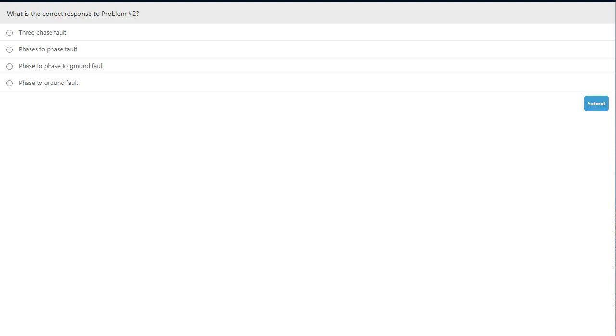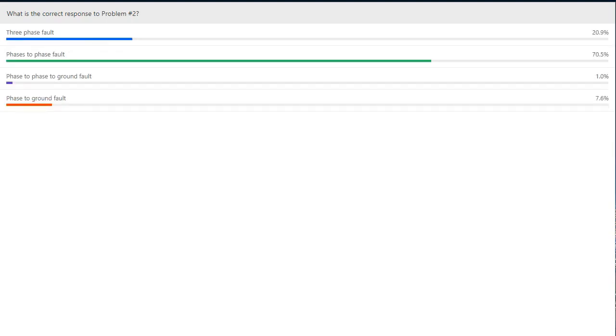Okay, let's take a look at the poll results. 70.5% voted for a phase-to-phase fault. 20.9% said it was a three-phase fault. 7.6% said a phase-to-ground fault. And 1% said it was a phase-to-phase to ground fault. So only a little less than 30% of you need to go back and rewatch this, right? But the overwhelming majority, 70%, got this right. It is, in fact, a phase-to-phase fault.